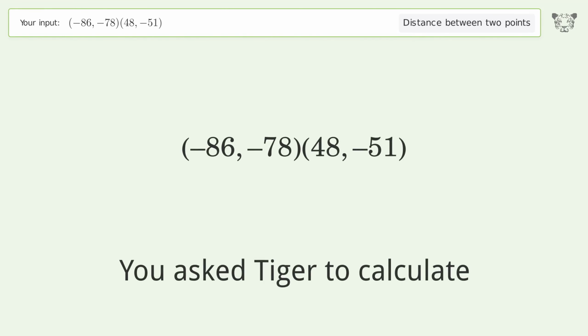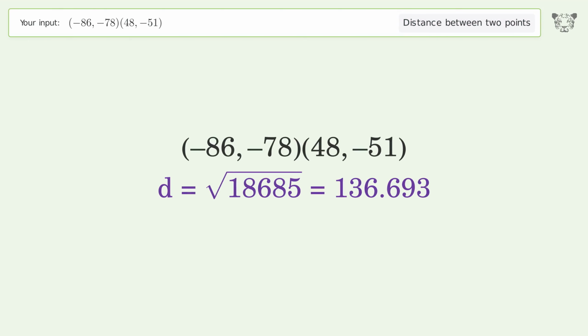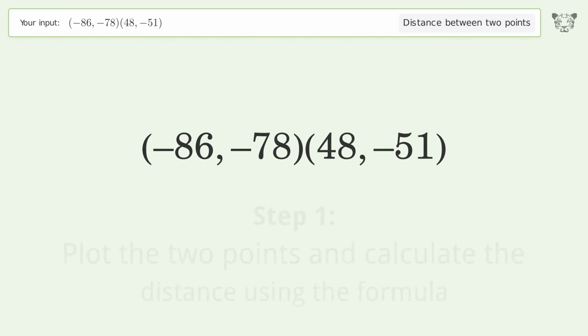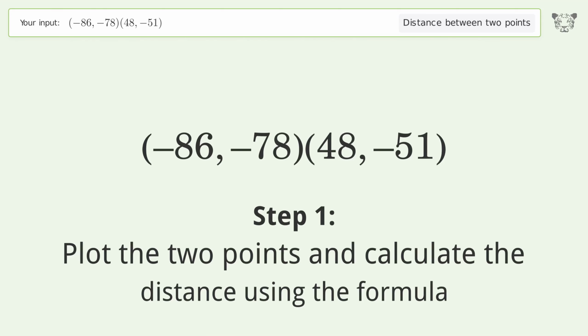You ask Tiger to calculate. This deals with the distance between 2 points. The distance between the 2 points is the square root of 18,685, or 136.693. Let's solve it step by step. Plot the 2 points and calculate the distance using the formula.